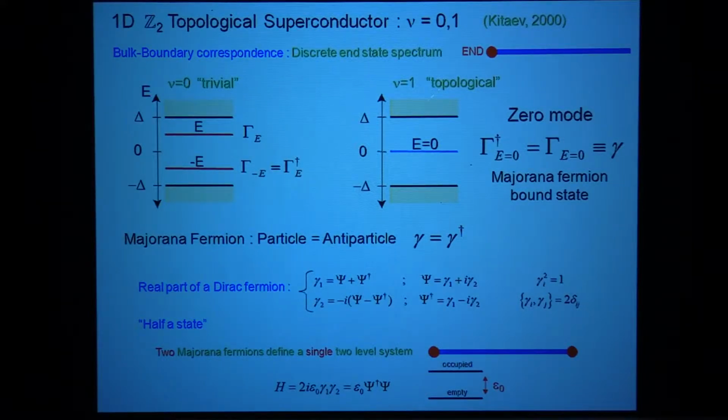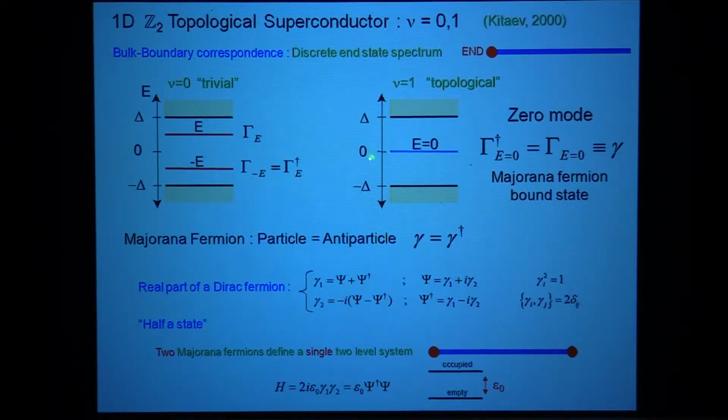The only way you could get rid of it is by making this bulk gap close down to zero, and then you could get rid of it. Okay, and so now, of course, what determines whether or not you have this zero mode at the end? Well, it's whether or not the one-dimensional superconductor is a topological superconductor or not.